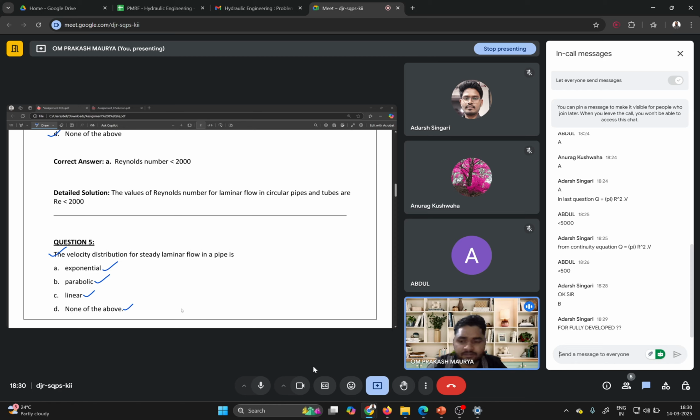Okay, for fully developed flow, yes, parabolic. I'll discuss a little bit about fully developed flow, but before that I need the answer from all participants. The velocity distribution for steady laminar flow in pipe. Within 1 minute, please try to give your answer. Otherwise, I'll discuss after 1 minute.